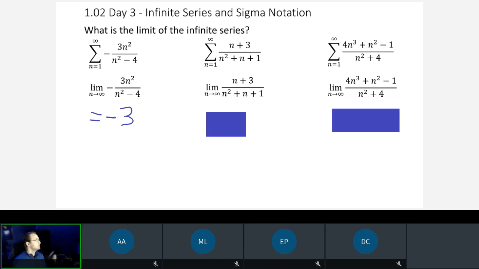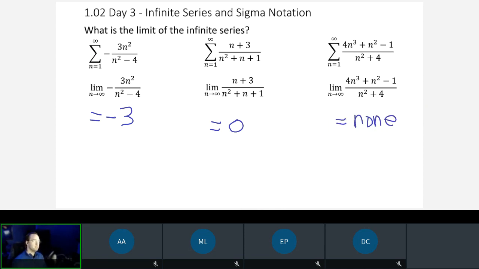The next one looks like it's bottom heavy, so n squared on the bottom and on top. If it's larger in the denominator, what is the limit? Limit is 0. Yep, it goes to 0. And lastly, if the exponent is larger in the numerator, n cubed versus n squared, what is that limit? The limit is none. Yes. Remember, because the exponent is larger in the numerator, there's no limit.